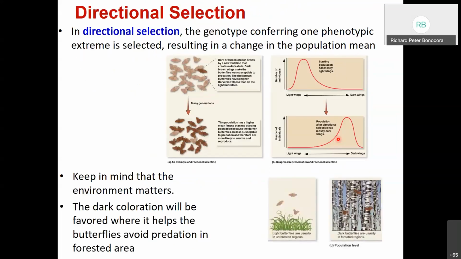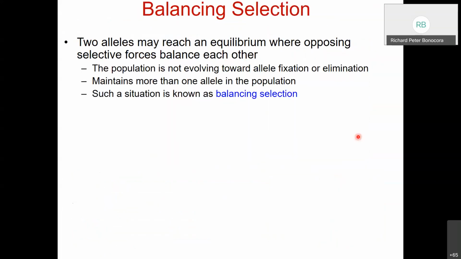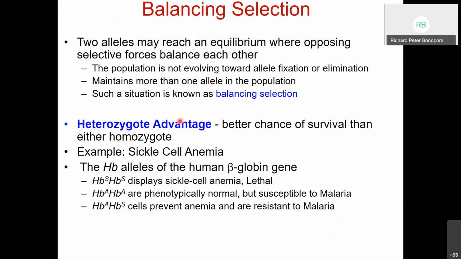I mean, that's not a fair statement. In the example here, usually you'll have some of the alleles kept in the population, but there are ways that you can lose alleles. In balancing selection, we're not moving in that sort of direction. It's not moving to predominantly have one allele or the other. This maintains more than one allele in the population.